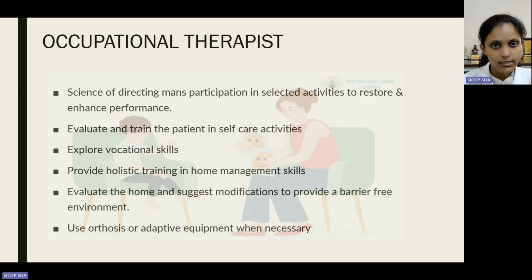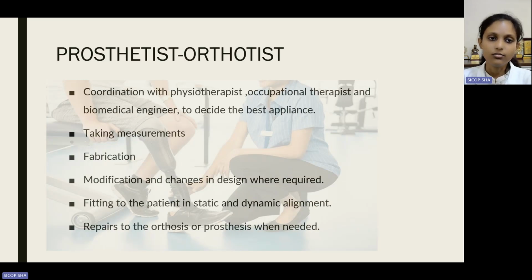They evaluate the home first and if modifications are needed, they suggest the modification to provide a barrier-free environment so that the person should be able to do things independently and on his own without any barrier. And they also prescribe orthosis or any adaptive equipment whenever necessary. Whenever there is a need for a patient to use devices, they also prescribe the orthosis or any other adaptive devices whichever is necessary. So next are the prosthesis and orthosis.